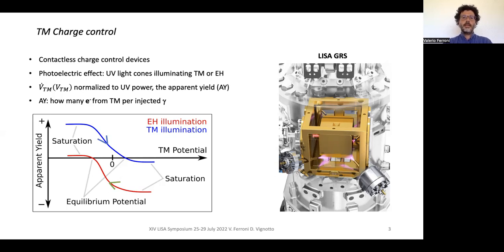If you illuminate the test mass surfaces, you produce a positive apparent yield, thus a current of electrons flowing from the test mass and bringing the test mass potential to positive values. Instead, when you illuminate the electrode housing surfaces, you produce a negative apparent yield, so a current of electrons flowing to the test masses and bringing the test mass potential to negative values. So the apparent yield tells you in general how many electrons go from the test mass per injected photon in the GRS.